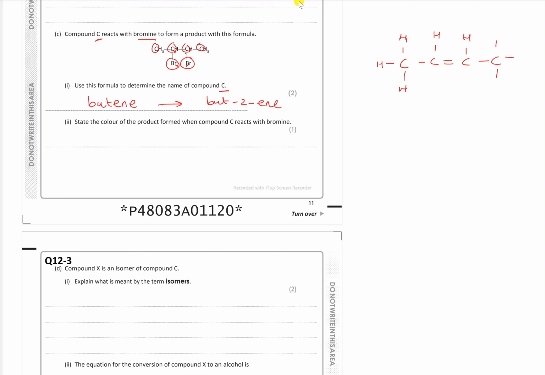Right, listen, let's not try to be too clever. You've got first carbon, second carbon, third carbon, fourth carbon. So it'll be but-2-ene. State the color of the product formed when compound C reacts with bromine. When it reacts with bromine, it goes colorless. There you go.